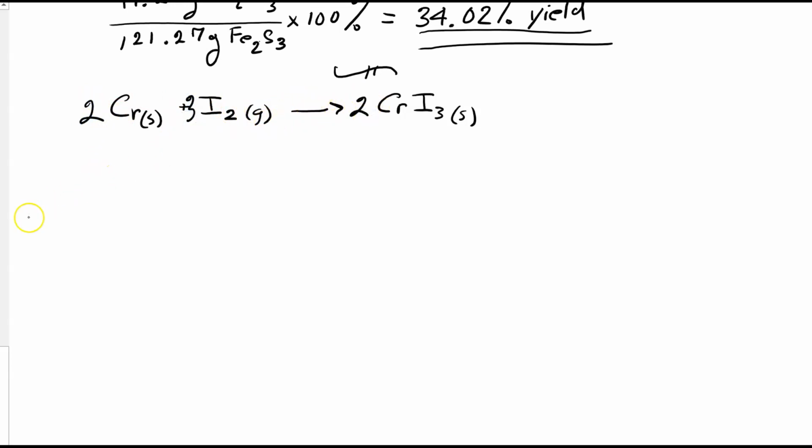Okay, so let's suppose that what we were given for this was 30 grams of chromium and 35 grams of iodine. And the question might be, which one is the limiting reagent? And of course, how much chromium 3 iodide can we get?